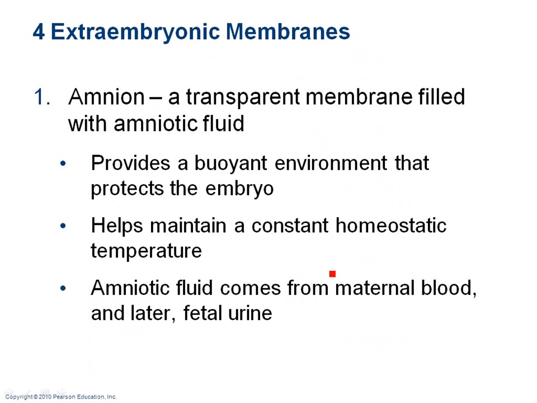All right, there are 4 other membranes that we'll talk about. I touched on them briefly, but let's go back over it. The amnion is a membrane filled with amniotic fluid. Why do we have the amniotic fluid? It's buoyant, so the baby's in a nice cushy, buoyant environment. It helps maintain a constant homeostatic temperature. The amniotic fluid stays at mom's temperature, so the baby stays at the right temperature, because remember, they're not really generating their own heat quite yet. They have to depend on mom to do that.